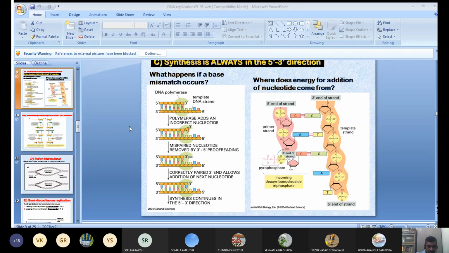What will happen here? Because a wrong base is incorporated, the polymerase adds an incorrect nucleotide. When the wrong base is incorporated, the DNA polymerase immediately has a function we call 3 prime to 5 prime exonuclease activity.